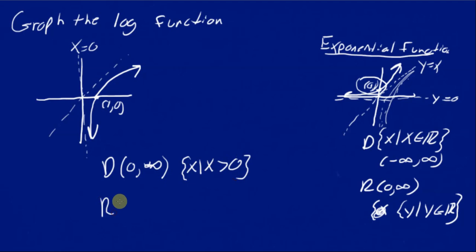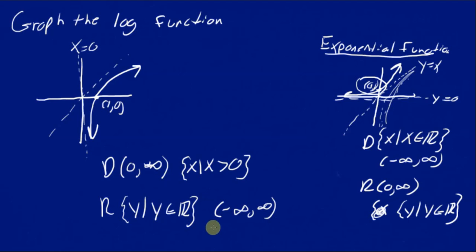The range, well, the range is going to be what the domain is over here. So this arrow goes off to infinity in the y direction and down to negative infinity in the y direction. So that is going to be the set of y's such that y is an element of all real numbers. And of course, in interval notation, you can go from negative infinity to positive infinity. And that's the graph of the logarithmic function.